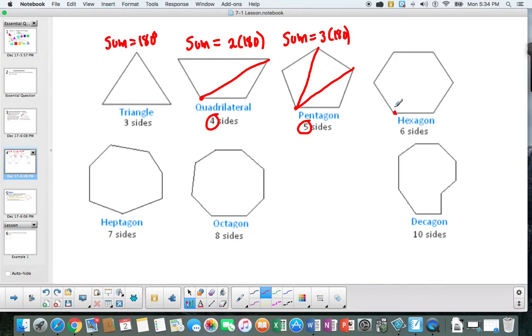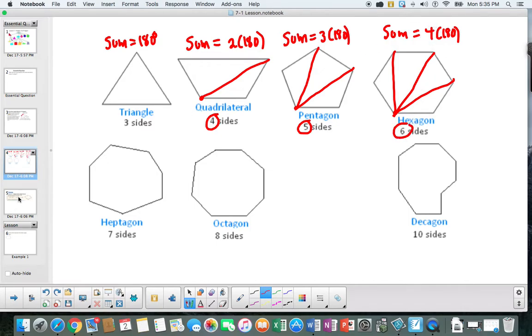I'm going to draw all the diagonals I can from this one vertex. When I do that, I'll be able to find the sum of all the angles inside the hexagon, because that's going to be 4 times 180. And again, if you have 6 sides, you're going to have 4 triangles.